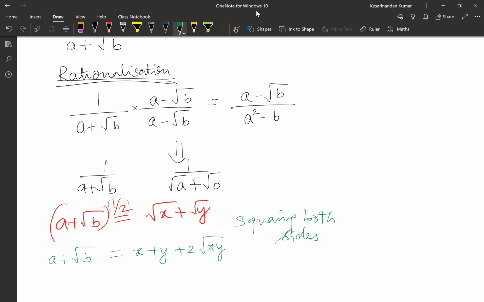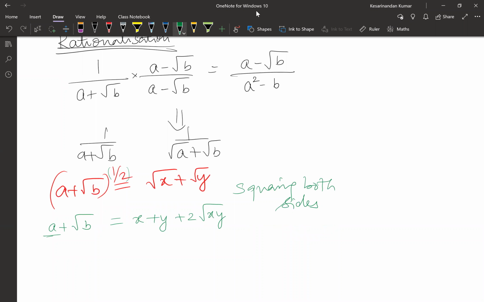So now you equate both the sides where there are rational numbers and equate both the sides where there are irrational numbers, because a rational number can never be equal to an irrational part. By doing so, a is equal to x plus y, and root b is equal to 2 times root of xy. You will get one equation from here, and one equation from here. From here, when you square it, you will have b is equal to 4 times xy.